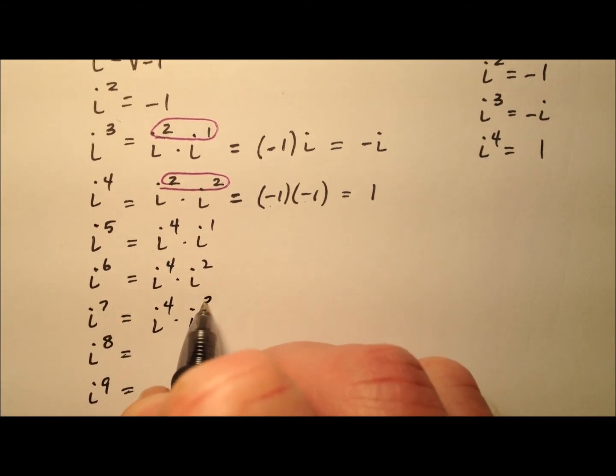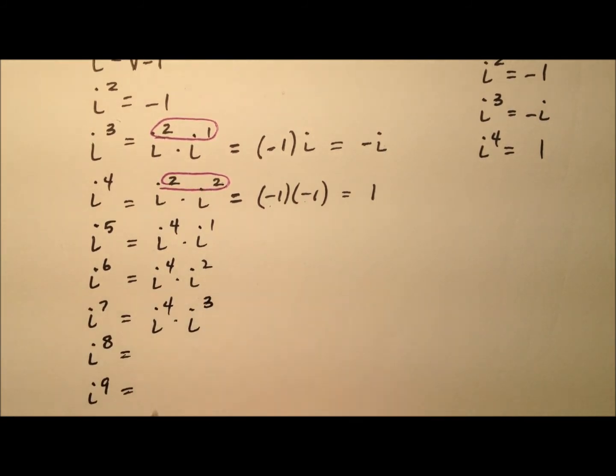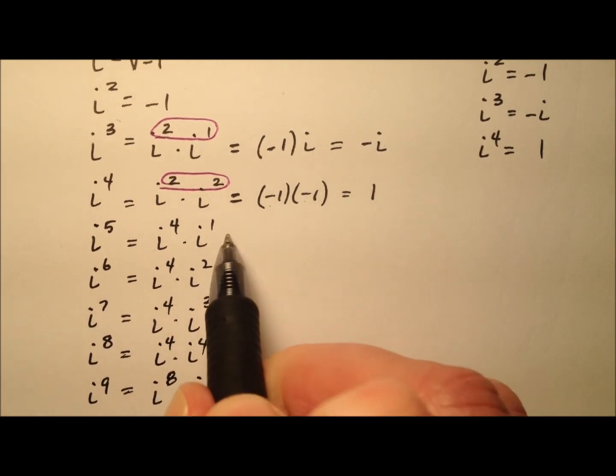So i to the 7th is i to the 4th and i cubed. i to the 8th is i to the 4th and i to the 4th. And i to the 9th is actually i to the 8th times i.